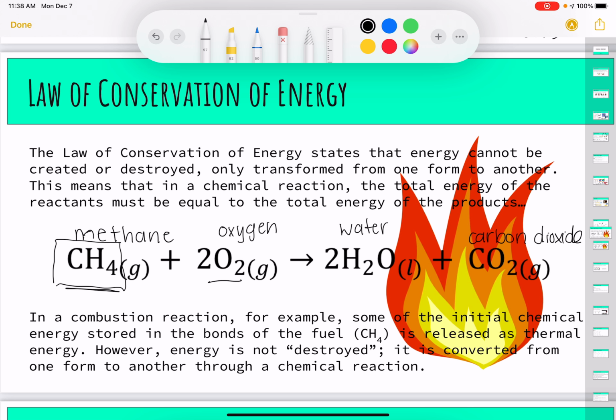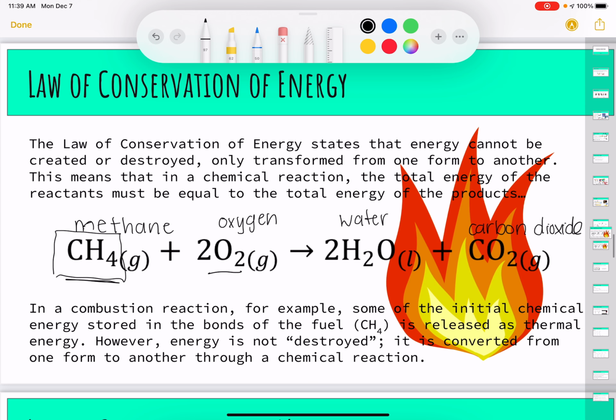It's released as thermal energy, and however energy is not destroyed, it is converted from one form to another through a chemical reaction. So it's stored inside the bonds. When we give it oxygen, it releases it. When it releases, the energy doesn't get lost, it just goes into the environment, so other things could absorb that energy. All right, so that's sort of what the law of conservation of energy means. Your energy always changes from one form to another.